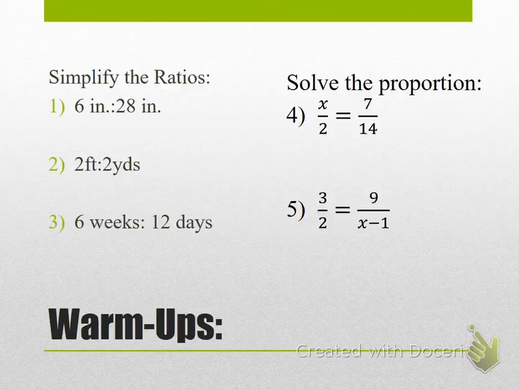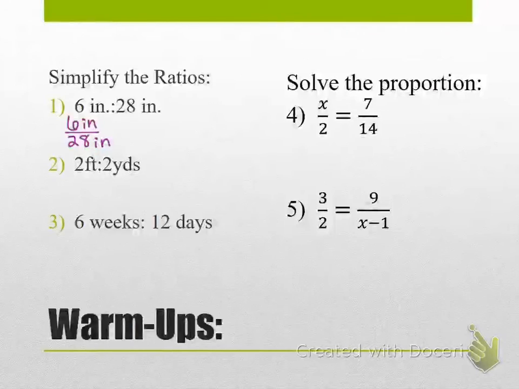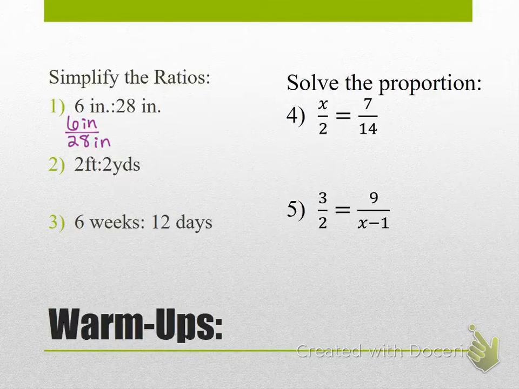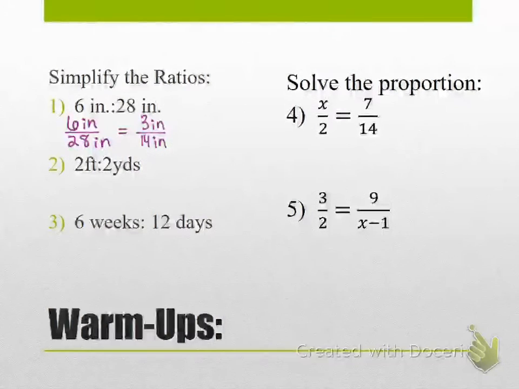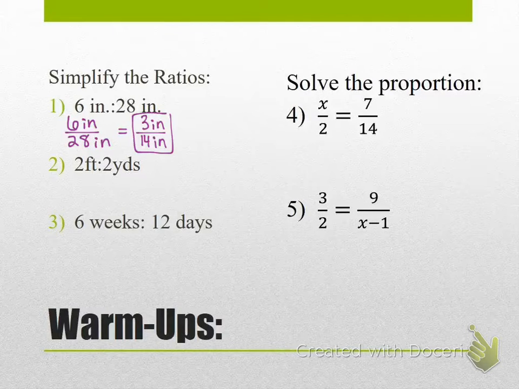Just to simplify it, the units are already the same, inches and inches, so we can simplify it. If it helps, you can rewrite it as a fraction, if it makes it a little more clear how it'll simplify. What are both of those numbers divisible by? 2. So this becomes what? Good. 3 inches over 14 inches. Again, if you want to leave this in a fraction form, that's fine. If you want to switch it back to having a colon in the middle, that's fine.